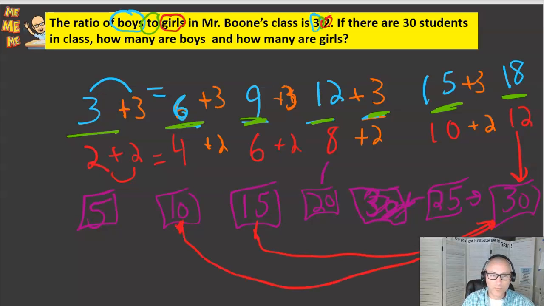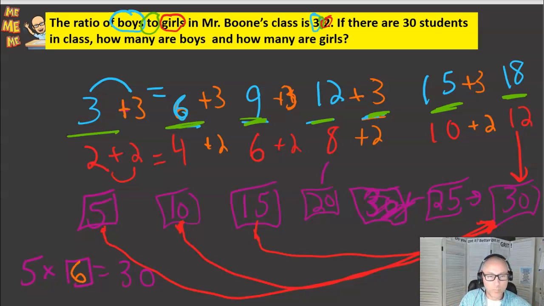Why don't we just start from the very beginning? Multiply everything here by 5. What do we multiply 5 by to get 30? 5 times something equals 30. And that magic number is going to be 6. So if we want to get 30 people, we just multiply this by 6 to get 30 total.